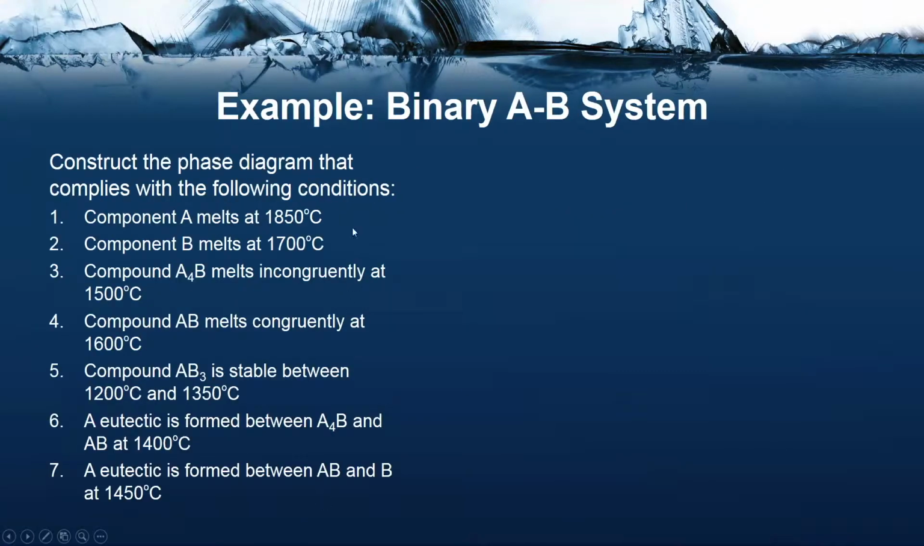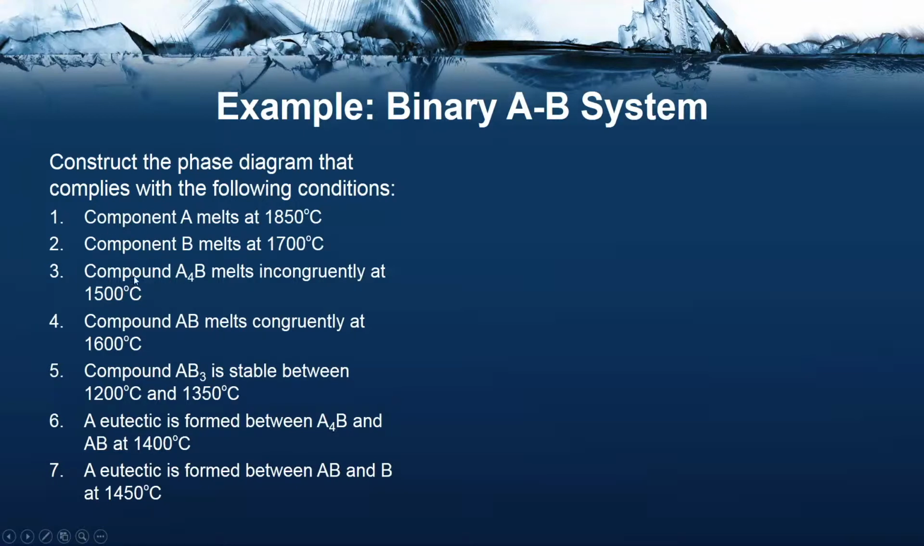Our example concerns the following hypothetical binary A-B system. In order to construct this A-B system, we have 7 different conditions that the phase diagram should comply with. The first one is that component A melts at 1850 degrees Celsius, and the second one is that component B melts at 1700 degrees Celsius.